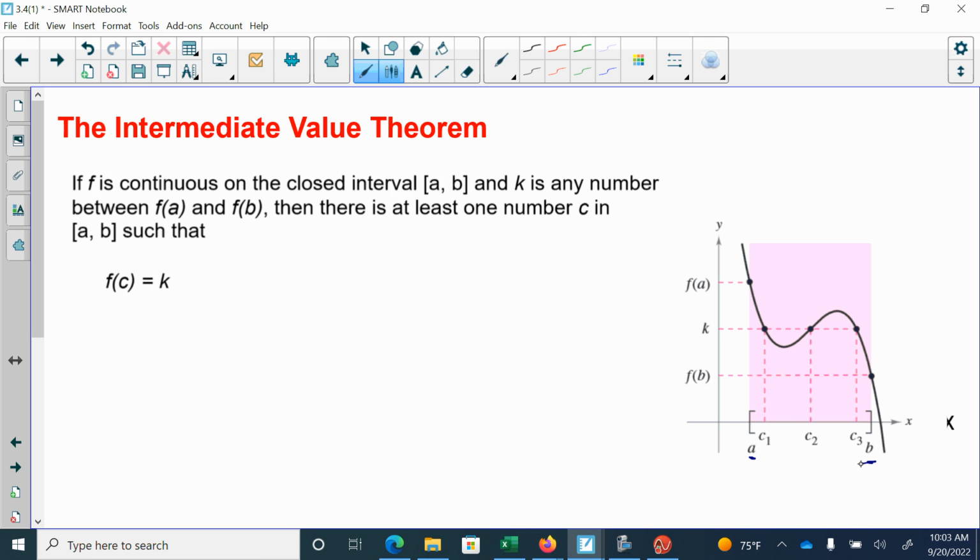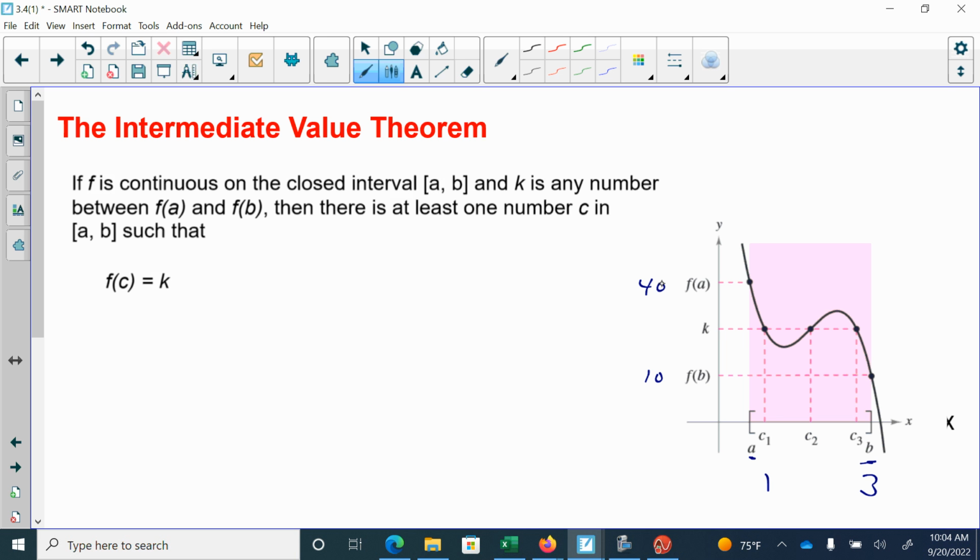Does that make sense? So if I put numbers in here, if I made this 1 and I made this 3, so if I was continuous from 1 to 3, and let's say this is 10 and this is 40, then I'm going to hit every value between 10 and 40.